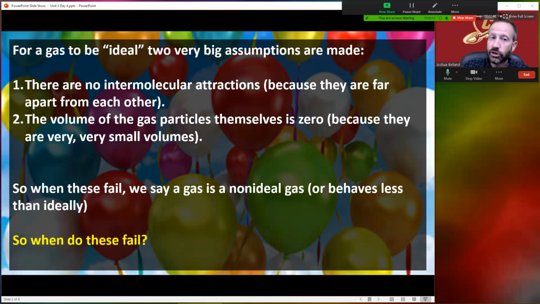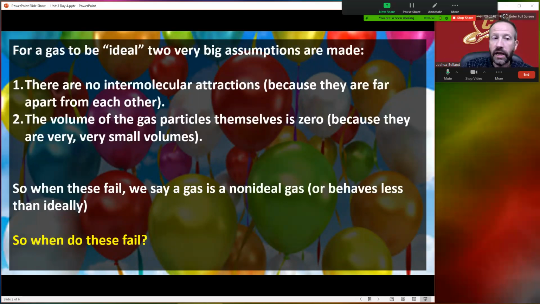We also assume the volume of the particles of gas is zero. Now this works pretty well because gas particles are itty bitty teeny tiny. Like you really truly could not imagine how tiny a gas particle is. So is that worth zero? Well, no. It's not officially zero is the problem. So we're going to get to that in a minute.